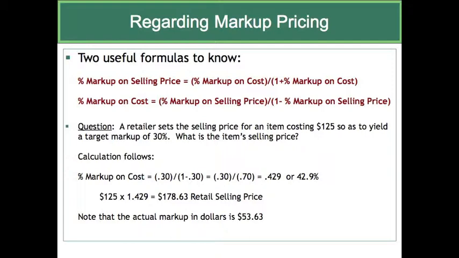The percentage markup on cost would be found by taking the target margin of 30% divided by 1 minus that margin, and in this case the result would be 42.9%. That's the markup on cost. So if we go back to the landed cost of the good, which is $125, if we multiply that by 142.9%, that yields a retail selling price of $178.63. And as you can see, the actual markup in dollars in this example would be $53.63.